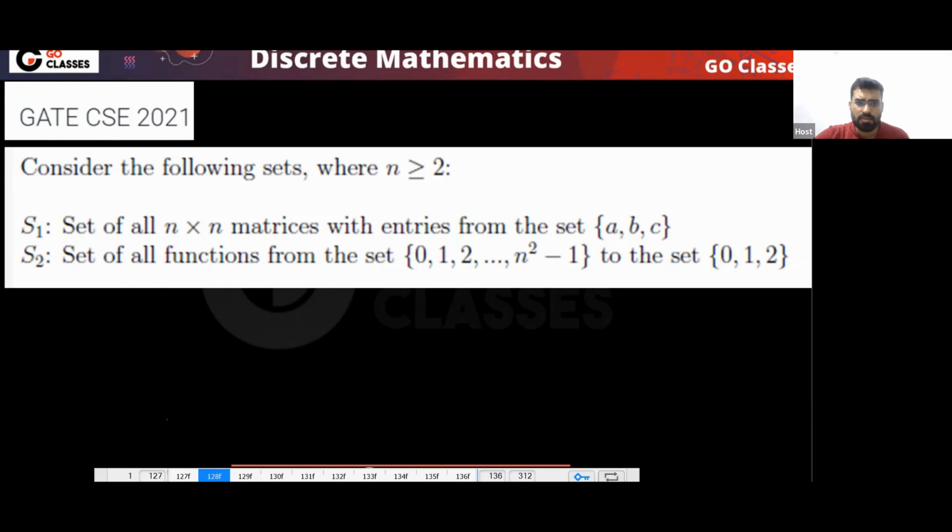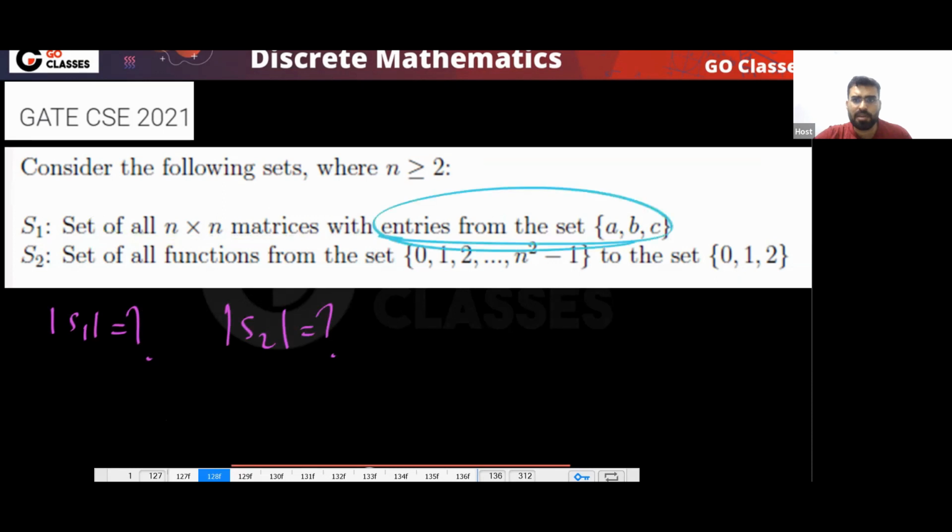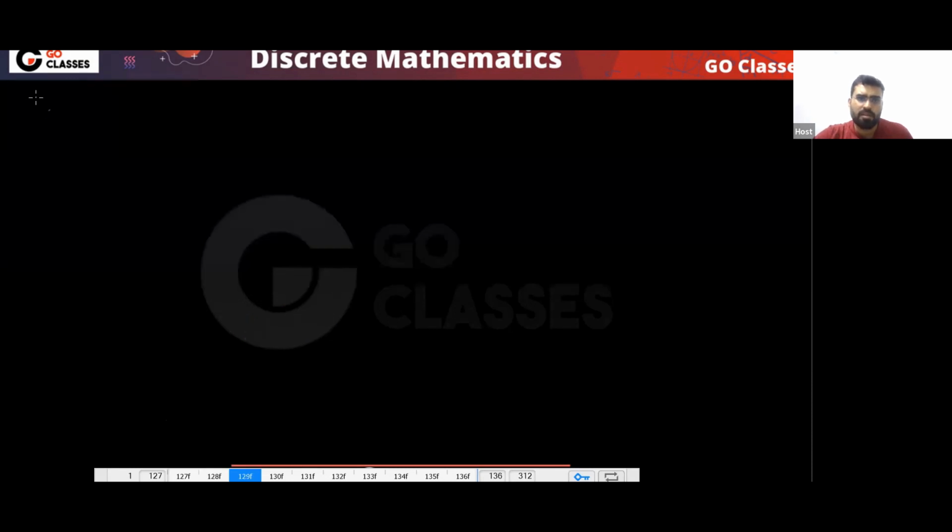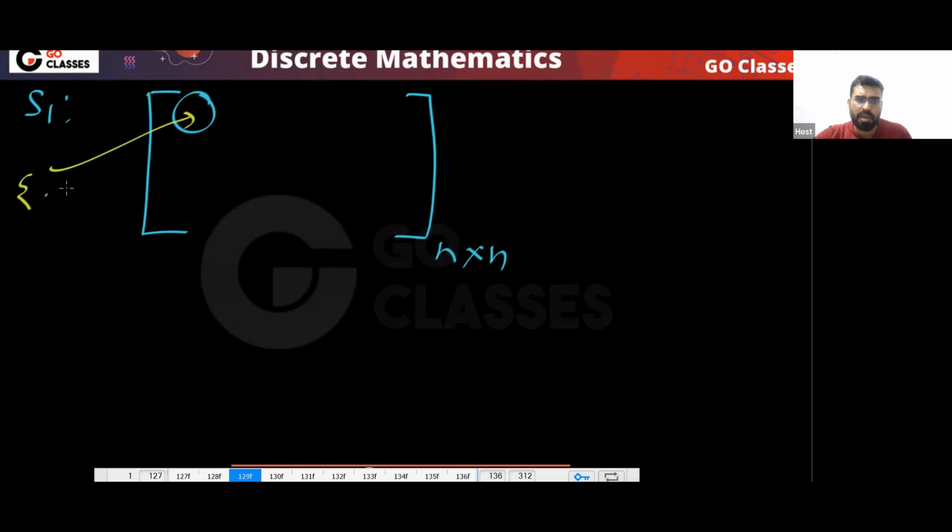So basically find the cardinality of S1 and find the cardinality of S2. S1 is saying how many n by n matrices you can create such that every entry will be coming from A, B, C. You want to create n by n matrices, and every entry should come from A, B, C.